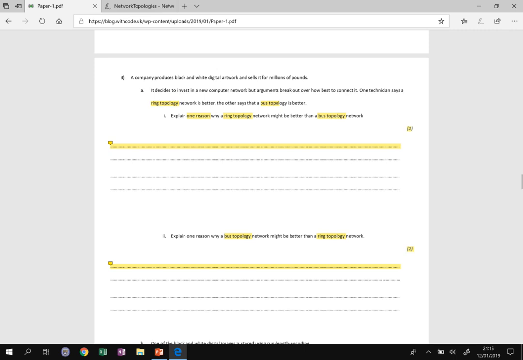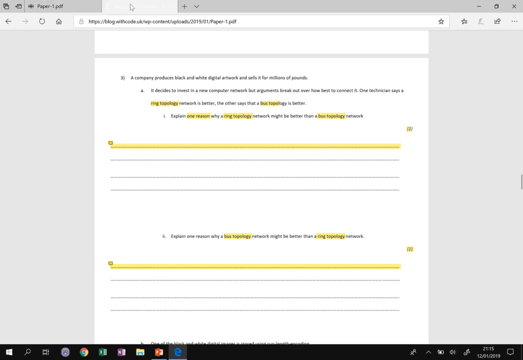But the thing that we need to do is be able to make a statement and explain that statement, why a ring might be better for 2 marks, and then the opposite, why a bus topology might be better than ring. So first of all, a topology just means the shape and structure of a network, how the nodes, and one node is just one computer, how the nodes, the computers are connected together.